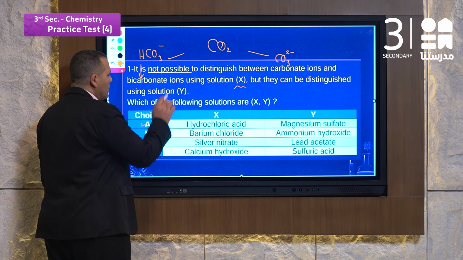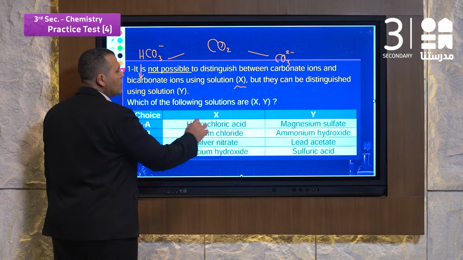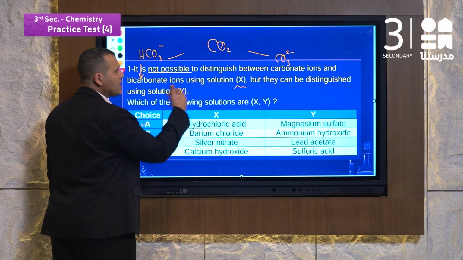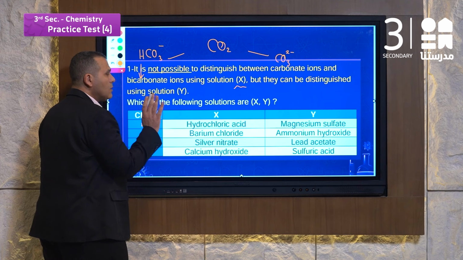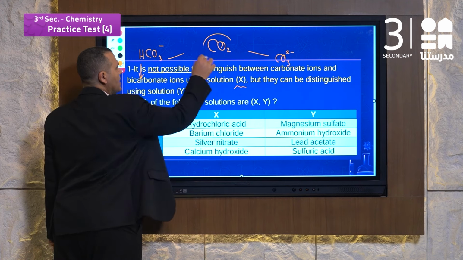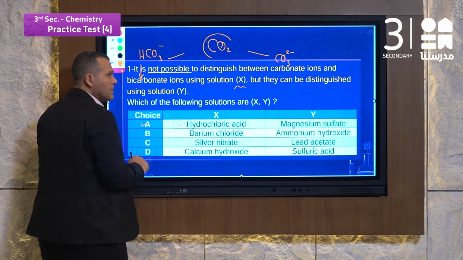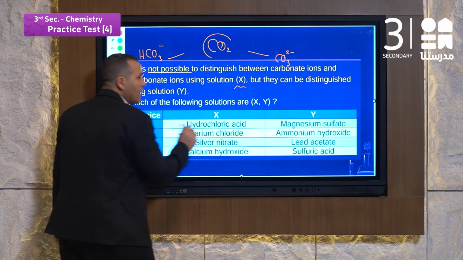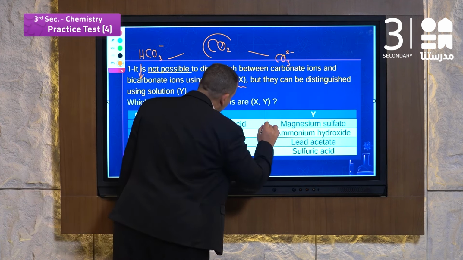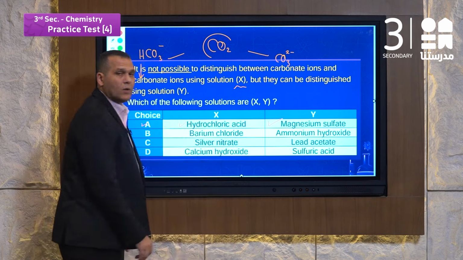تعالوا كده ندرس the first choice. Hydrochloric acid. Can hydrochloric acid distinguish between them? No. As in both cases, carbon dioxide gas evolves. يبقى ممكن يبقى X hydrochloric acid that cannot distinguish between them. Why? Magnesium sulfate. Magnesium sulfate can distinguish between them.